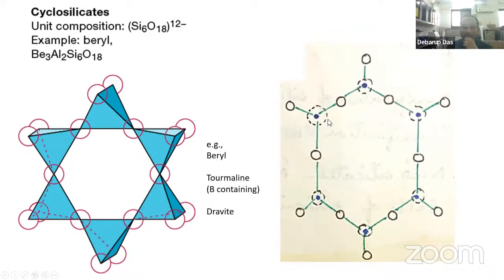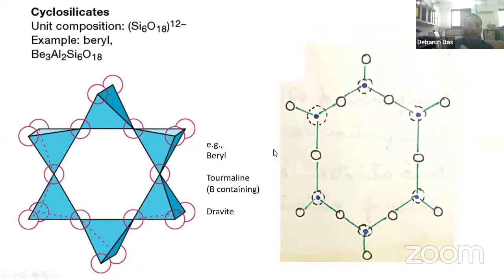Now this broken black circle is also oxygen. That is present above the silicon here. The silicon is here, the oxygen is here, as if you are observing it from above. So you have this tetrahedron, which is sharing one oxygen with this and one oxygen with this. Again, this tetrahedron, one oxygen with this and one oxygen with this. But the rest of the two oxygens are not being shared. So the oxygen sharing in cyclosilicates is two per tetrahedra. Each tetrahedra will share two oxygen atoms with its adjacent tetrahedra.